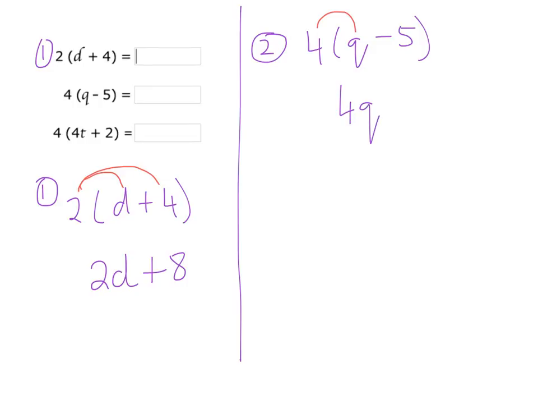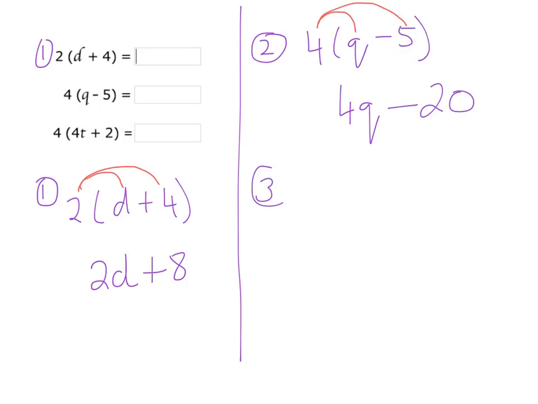And now I must be careful here. So I have a plus by a minus, and a plus by a minus will give me a minus. And then I have 4 times 5, which will give me 20. Okay, so be careful with your signs.